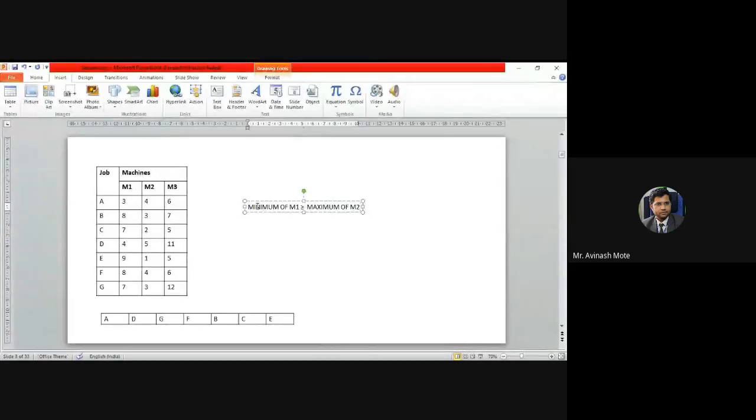3. And what is the maximum of M2? Maximum of M2. 5. Is that condition satisfied? Check out, that condition is not satisfied. Okay. So there is one more condition.